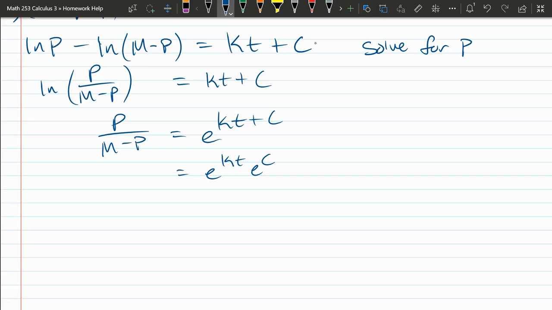From here, I'm going to let a equal e to the c. Remember, c is a constant, so e to the c is a different constant, and I'm just calling that other constant a, and it lets me write it a little more nicely like this. All right, from here, if you remember implicit differentiation from calculus 1, you probably did some algebra steps that are pretty similar to this. What I'm going to do is multiply by the denominator, which is m minus p.